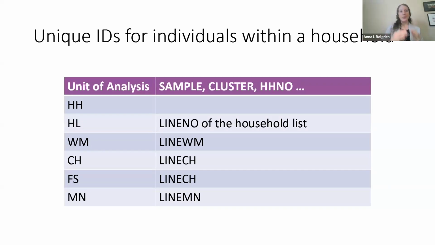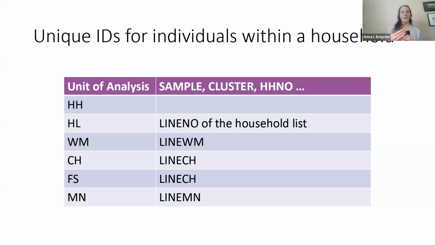In addition to being able to uniquely identify households, you can also uniquely identify individuals within those households based on their line number, the individual's line number. So among the household member file, the line number of the household listing provides a foundation for the line numbers available in all of the other types of data files or units of analysis. So to uniquely identify individuals, you need to know their sample, their cluster, and their household number to know which household they live in. And then you need to know their line number.